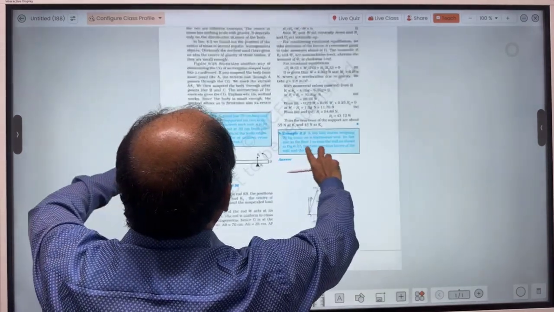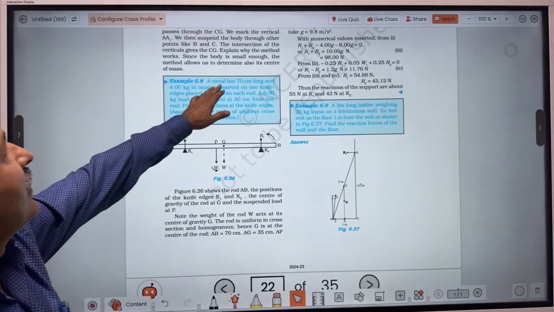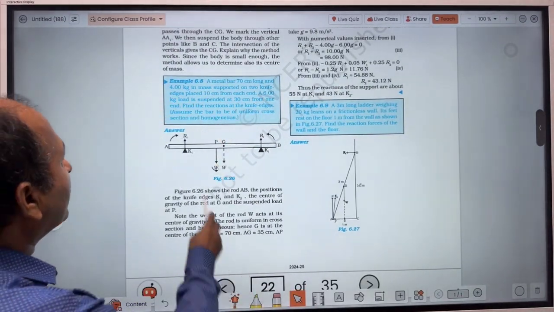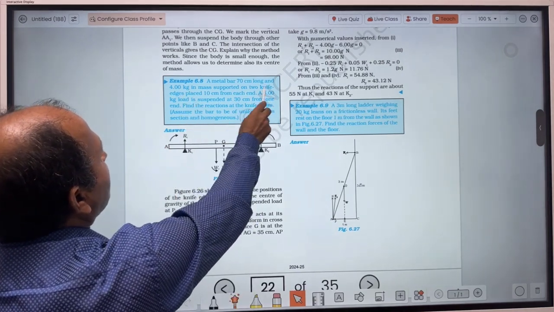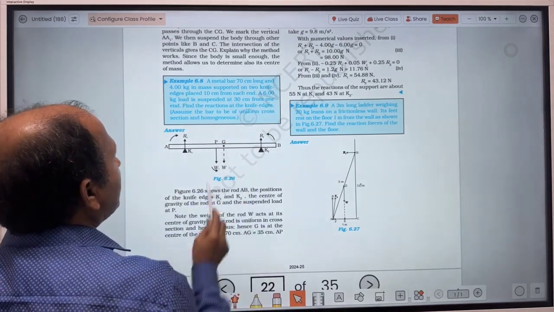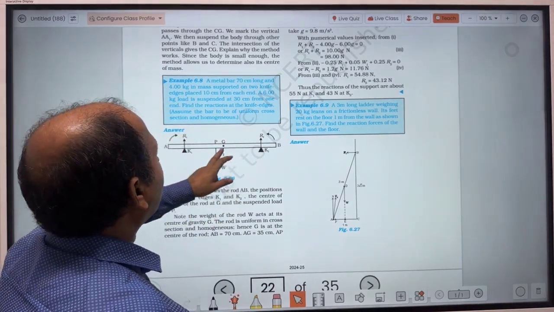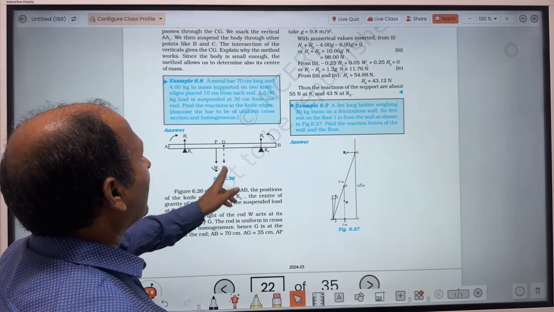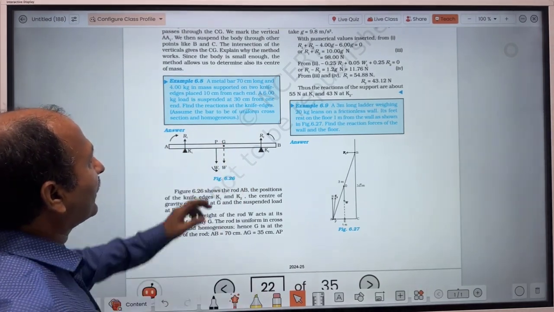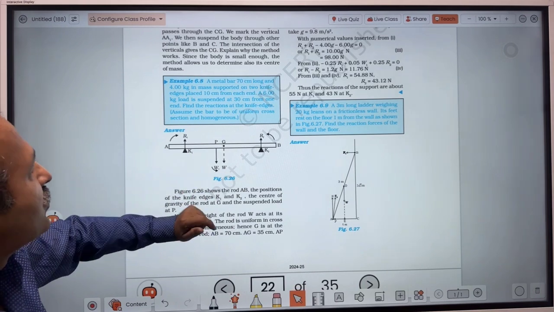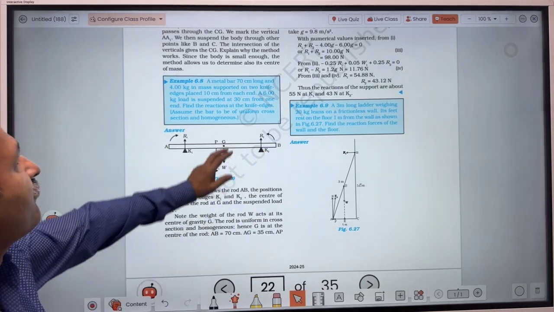So here question says, you were given a metal bar of 70 centimeter long. So A to B is 70, its mass is 4 kg, and you know, if this rod is uniform, in that case its weight will lie at the center of gravity. So at midpoint here center of gravity is located. You can say A to G is 35 and G to B is also 35.